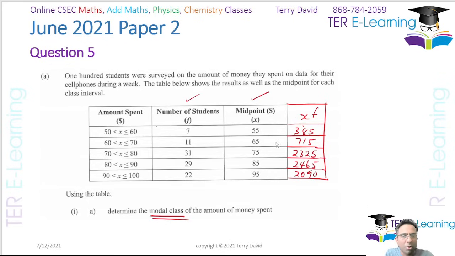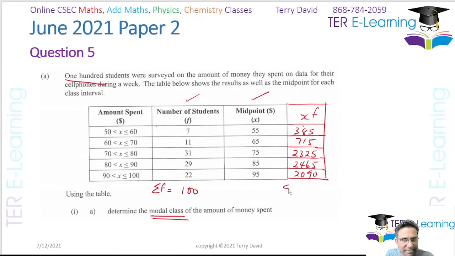Now, in order to calculate the mean, what we need to do, we need to find the sum of my frequency, which is the sum of how many students we have. Now, they told us we had how many students? All right, so they said 100 students, but let me just double check to make sure we have that. So it's 7 plus 11 plus 31 plus 29 plus 22. And yes, we're getting 100. So we have 100 students here, right?